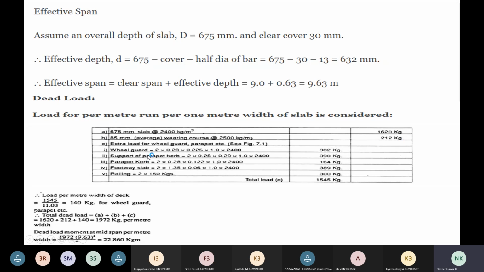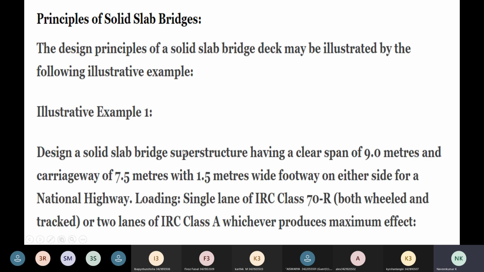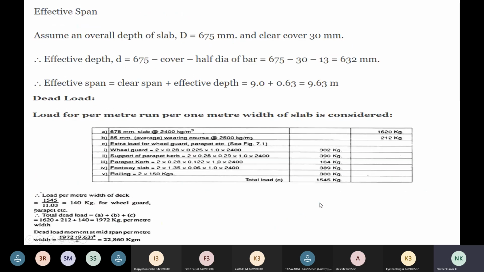Then you go for the load calculation. Load calculation is as per the Indian Road Congress; they have given it as single lane IRC class 70R. Based upon that, you calculate the wheel guard load and support of the curb, parapet curb, footway part and rails. Rails are nothing but handrails at the end of the slab. So you calculate all the dead loads.